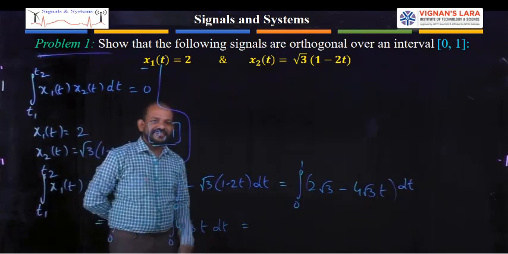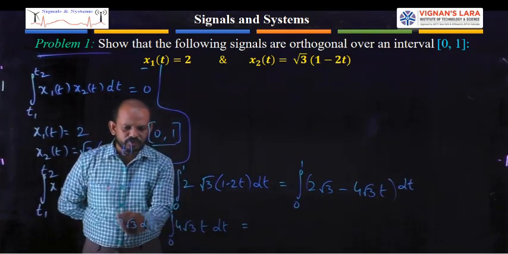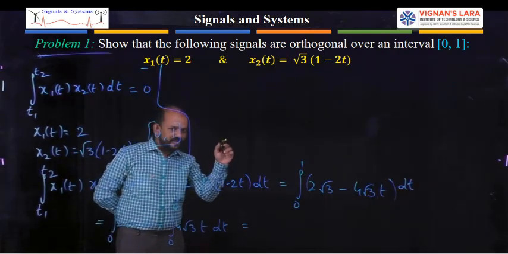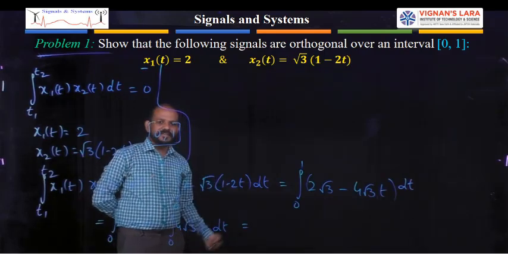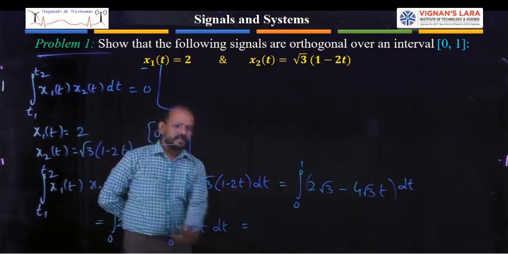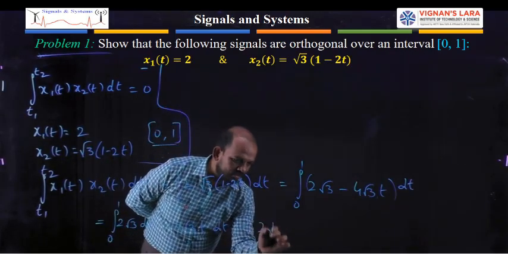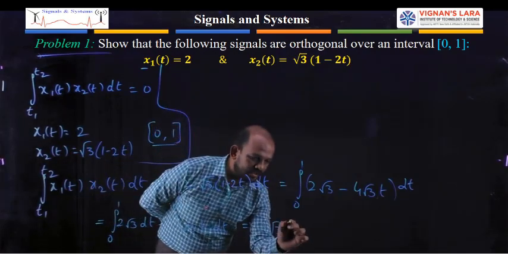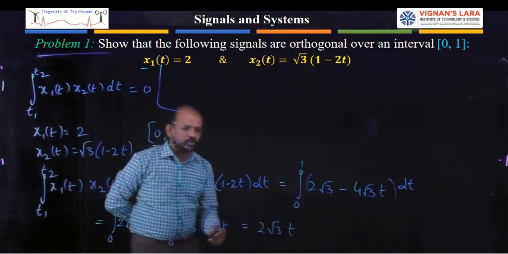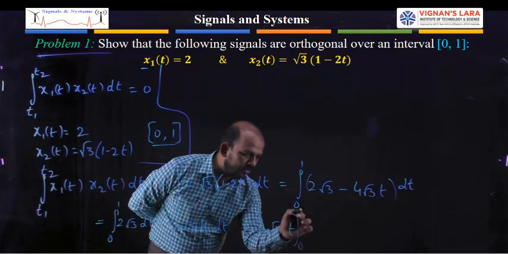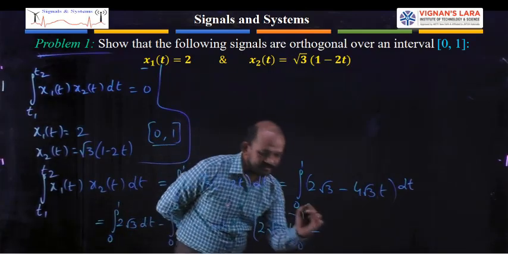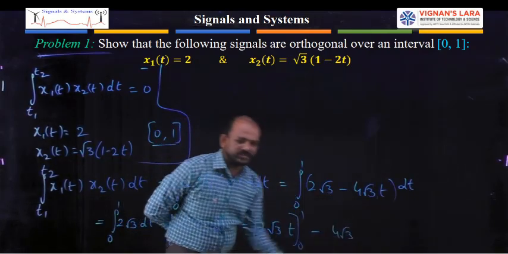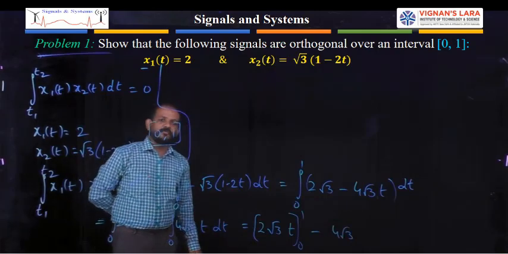That will be equal to, what's that one? Integration of a constant with respect to t. 2 root 3 is a constant value. The integral of dt is nothing but t, so we can put the constant outside. So the constant 2 root 3 into the integral of dt, which is t, and the limits are 0 to 1, minus. 4 root 3 is a constant. Now what is the integration of t dt?